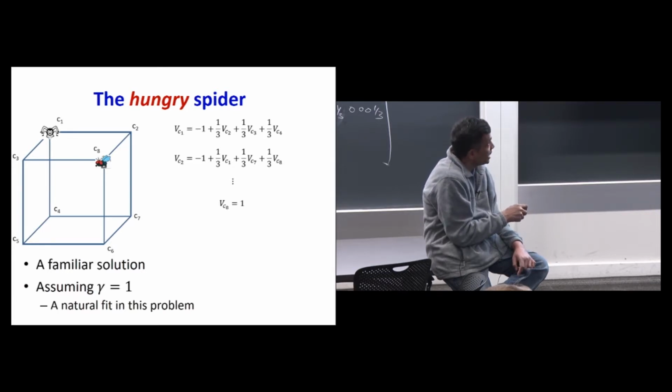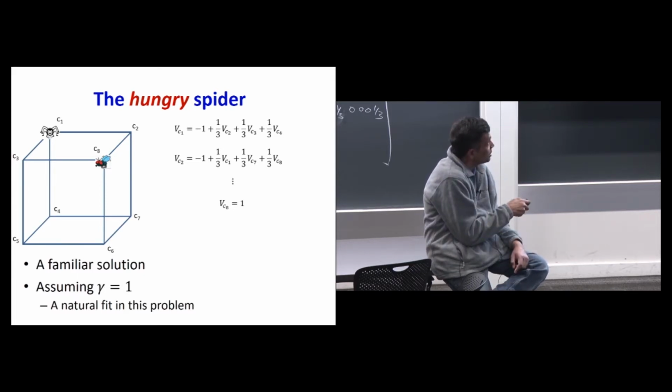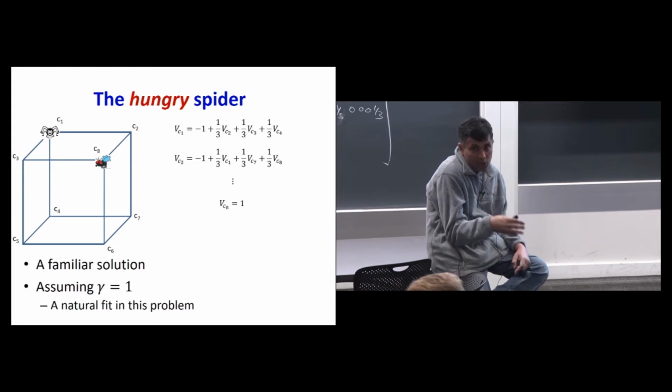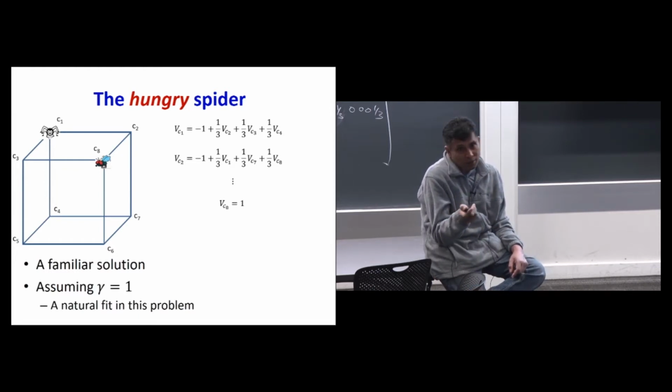So the value at any state is going to be -1, which is the cost of going to the next corner, plus 1/3 times the value of C2 plus 1/3 times the value of C3 plus 1/3 times the value of C4. This is exactly the same equation we saw in the beginning of the class, assuming a discount factor of 1, gamma is 1. I'm going to have one such equation for each of my 8 corners, and now I can solve these equations to compute the value for every single corner. Does that make sense to everybody?